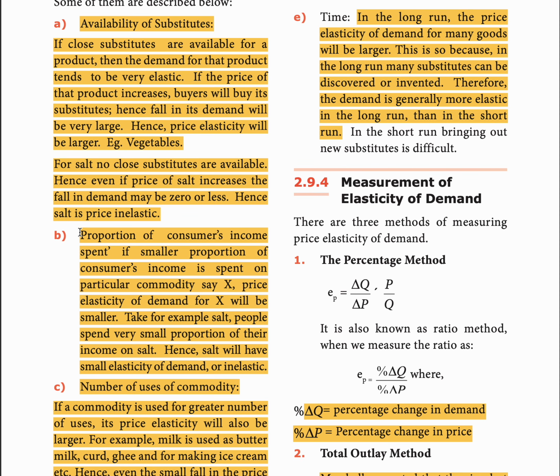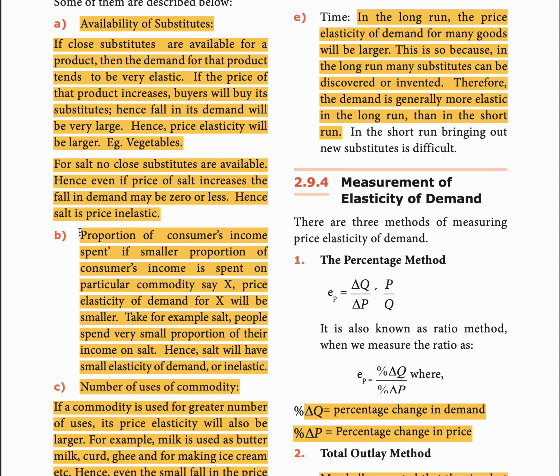B is the proportion of consumers' income spent. If a smaller proportion of consumer income is spent on a particular commodity X, price elasticity of demand for X will be smaller. Take for example salt. People spend a very small proportion of their income on salt, hence salt will have a small elasticity of demand, or inelastic. Number of uses of a commodity.